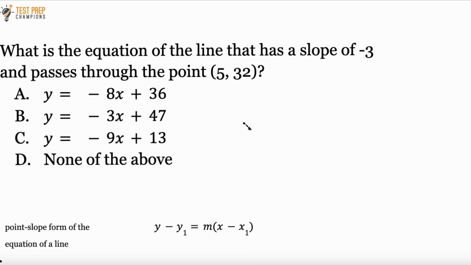Okay, so I'm going to start off by labeling the numbers here. So the first number in the pair is an x. So I'm going to call 5 x1. And the second number in the pair is a y. So I'm going to call this y1. Now down here in the formula where I see y1, I'm going to plug in 32. And over here where I see x1, I'm going to plug in 5. So I'm going to rewrite this and I'm going to plug in 32 and 5.